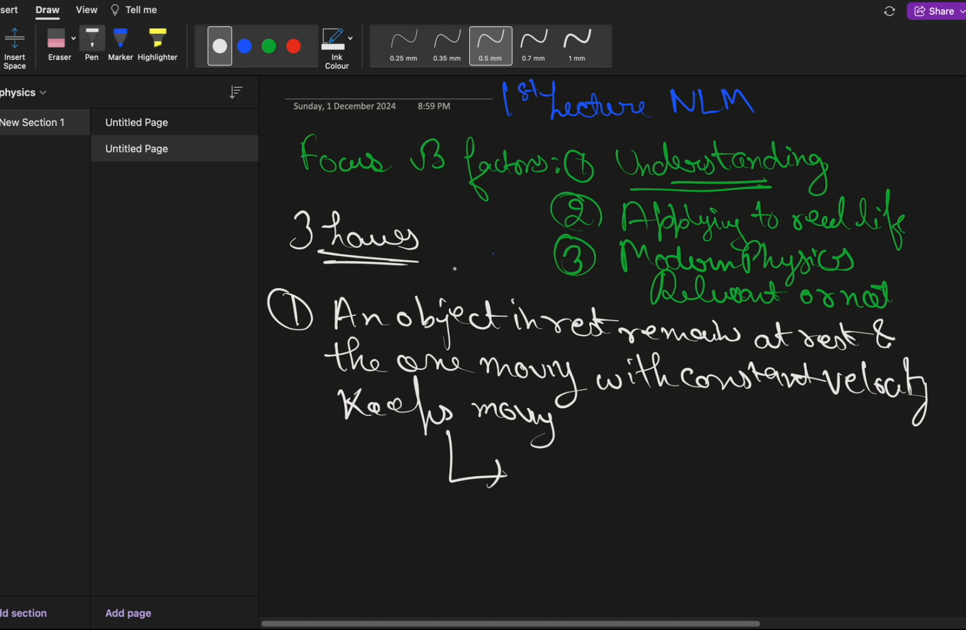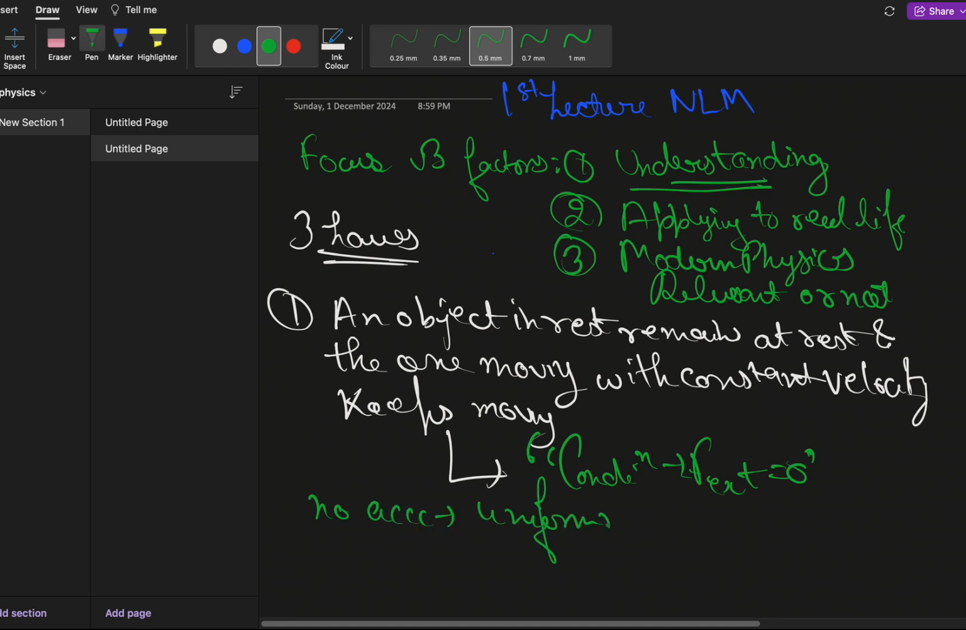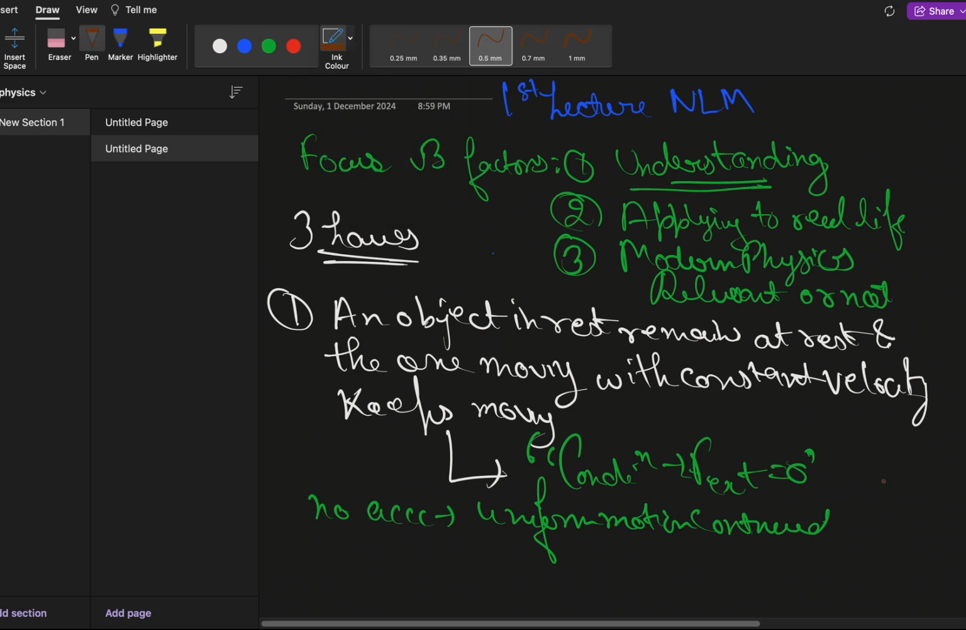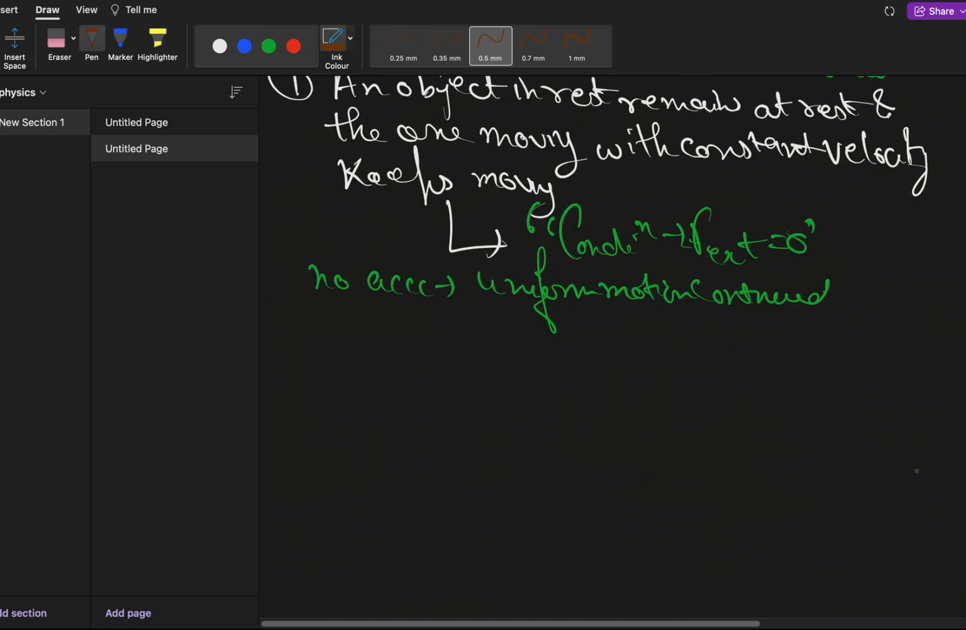But here the condition is quite important. The condition is that F external is 0. It means there is no acceleration, and uniform motion continues. This is quite an important result and an important law in our physics, because this law defines what inertia is.